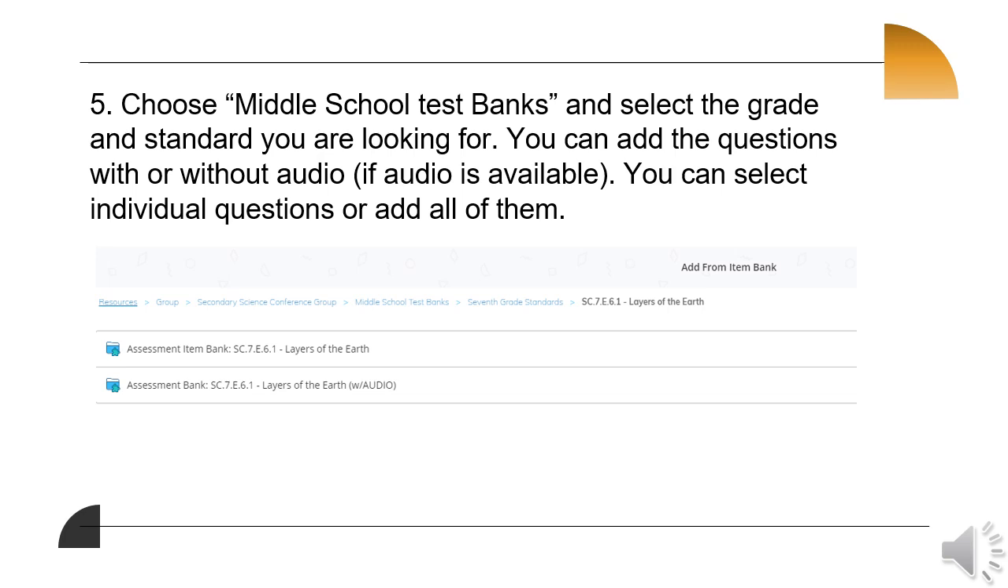Once you get into the Secondary Science Conference Group, you're going to choose the folder that says Middle School Test Banks, select the grade level you want, and then select the standard you are looking for. You can add the questions with or without audio for the ones that audio is available. You can select individual questions, or you can just add all of the ones that are in the bank. I find what's easiest is usually just to add all of the ones in the bank, and then you can look at them later and delete the ones you don't want. You can go back and do this again and add from a second standard into the same assessment.